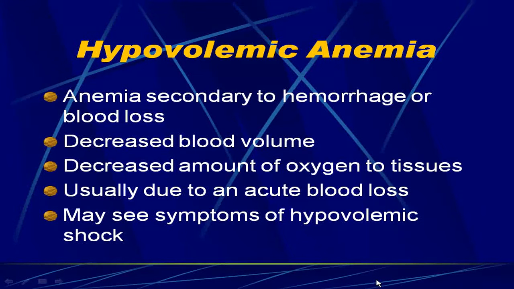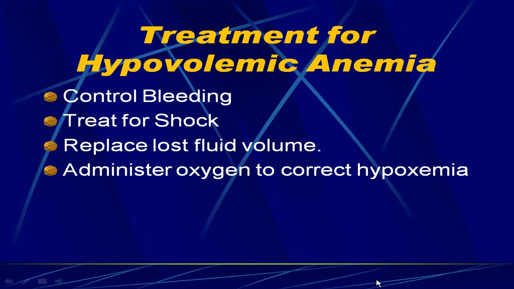And so what we have here when the person has hypovolemic anemia, they have a decrease in blood volume. And so we have a decrease in the amount of oxygen that's being circulated to the tissues. It's usually due to an acute blood loss, and we may see the symptoms of hypovolemic shock associated with hypovolemic anemia. And so our treatment for hypovolemic shock is to control bleeding. We also have to treat for shock. And we won't go into much detail with shock because you will discuss that later.